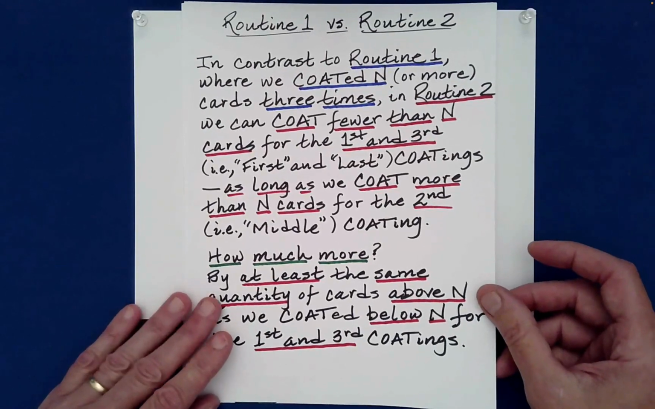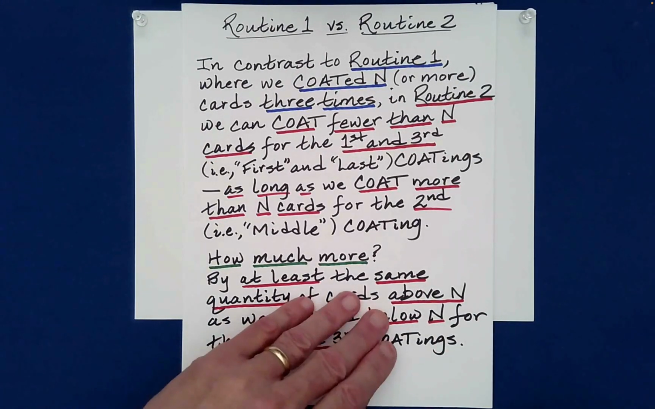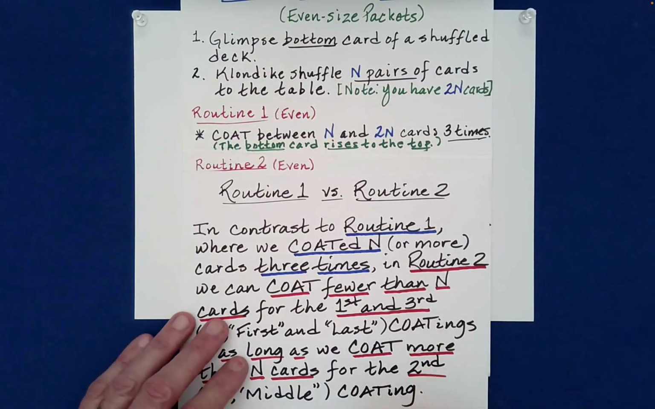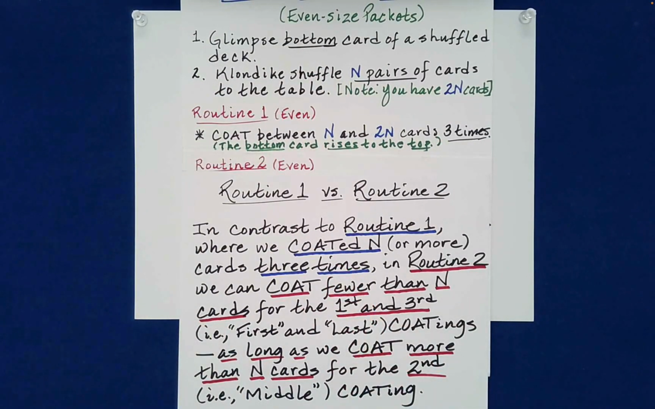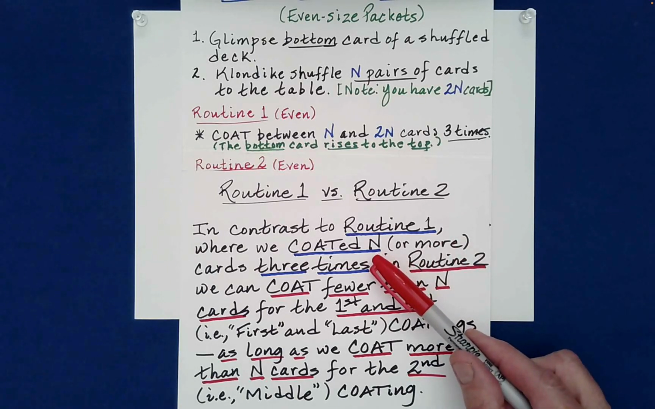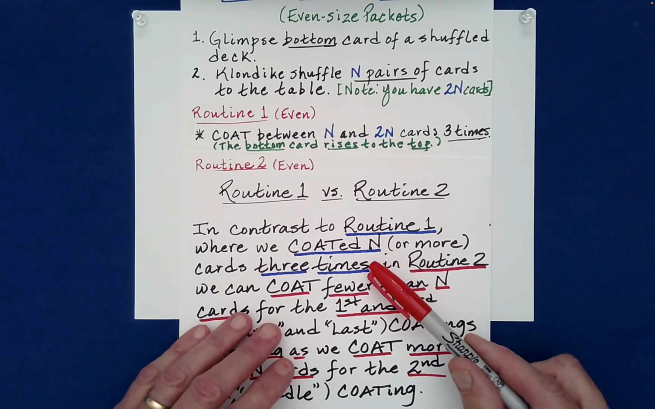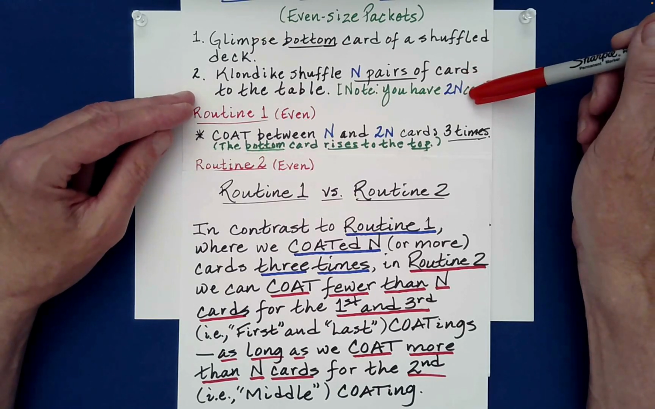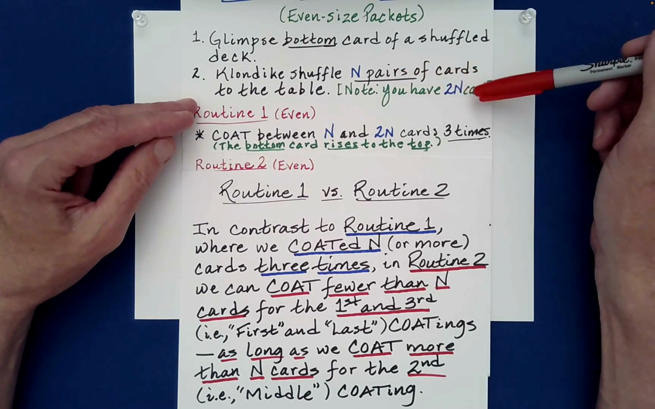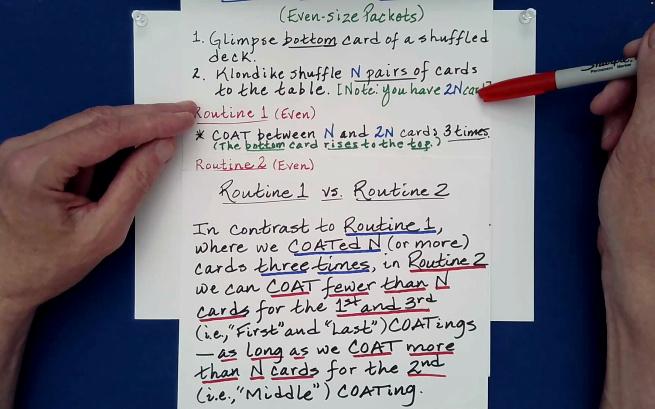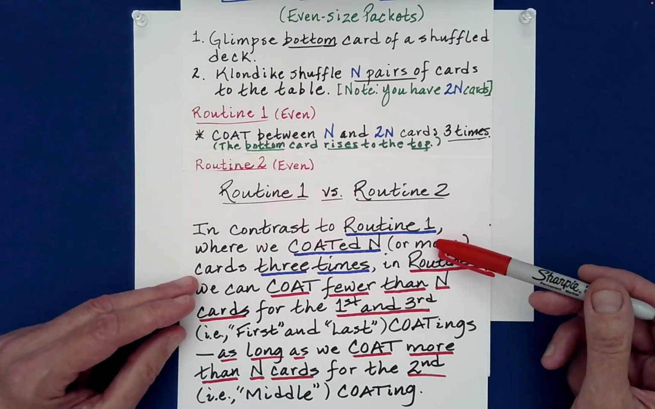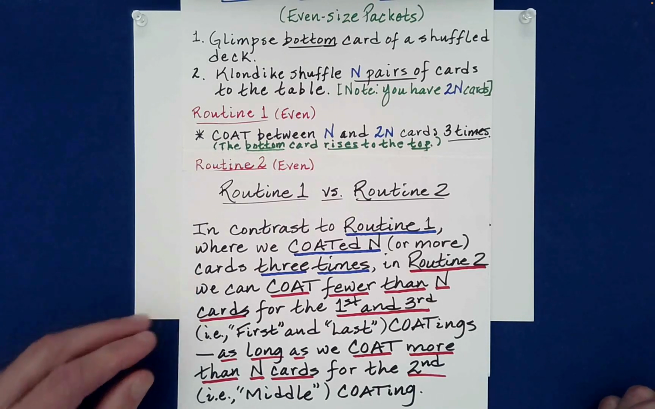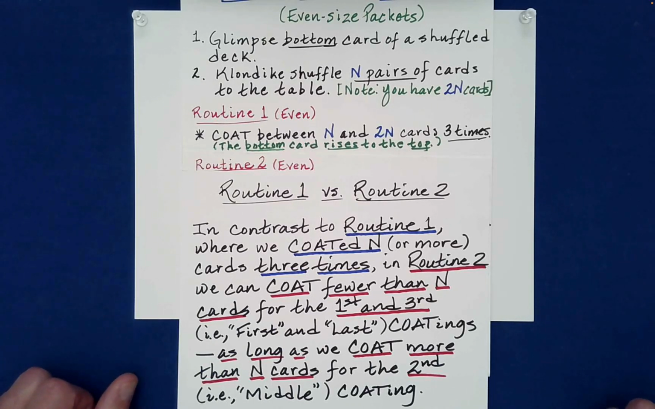A quick reminder. In contrast to routine 1, where we coded, we spelled out and transferred a certain number of cards, in fact half of the packet size. Remember, the setup for this one is you Klondike shuffle a number of pairs to the table. Let's say we have n pairs. That will give us 2n cards total. So in routine 1, we coded n cards, half the number of cards in the packet, 3 times. Now we didn't do that here.